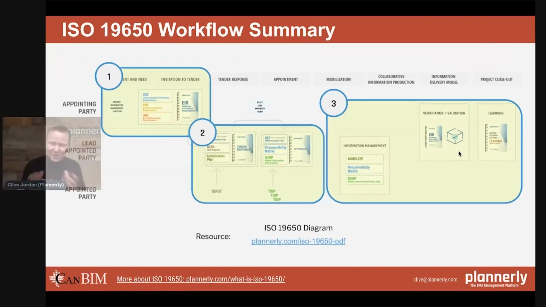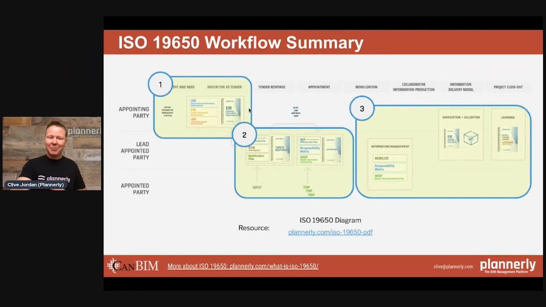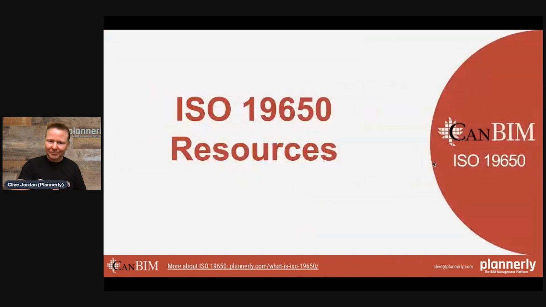So this is a summary quickly of those 3 steps where we assess what we need. This is the appointing party or somebody that they have appointed to do this, setting out the exchange information requirements. Responses come in, the tender response, and we actually appoint somebody and define more detailed requirements down to the task level, and then use that structured data in the downstream production of information.